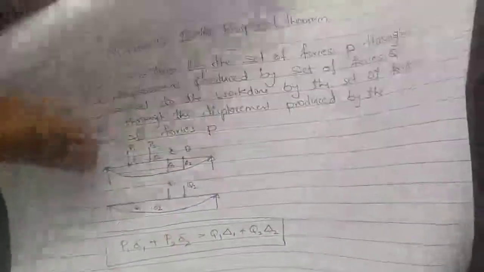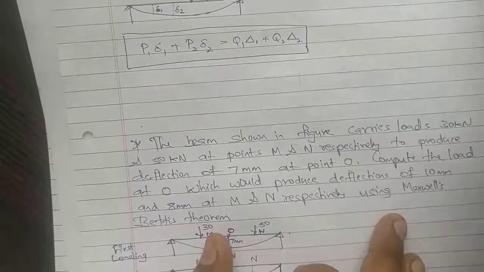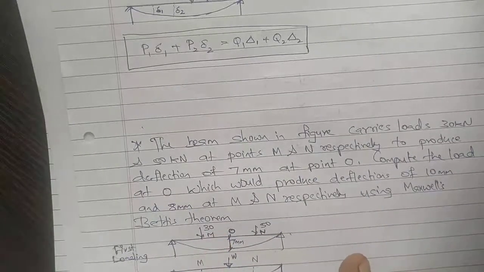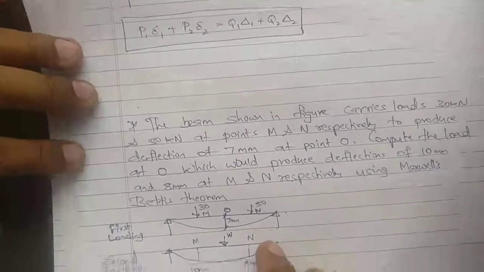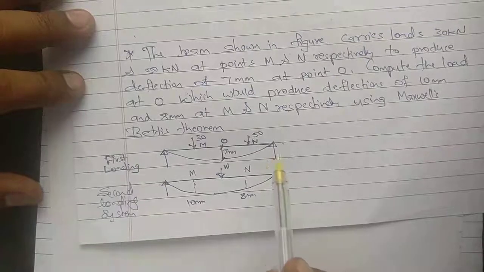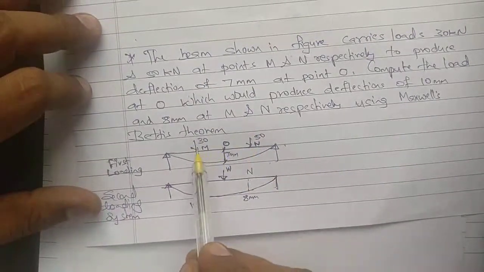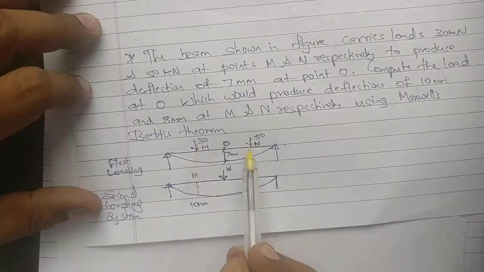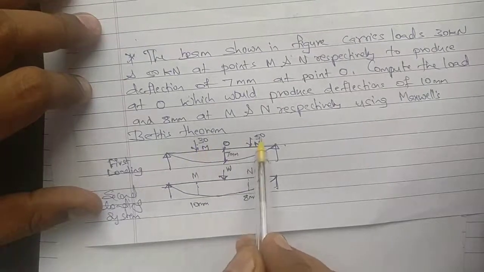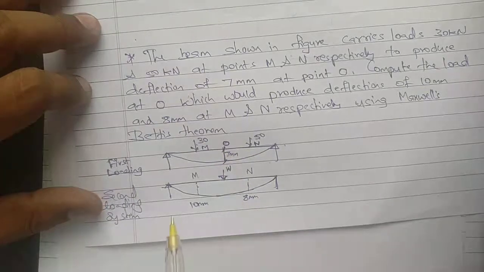So we cannot expect a long question here. We can expect only a short question. Till now I haven't seen any long question in the university exam. So we will solve one problem here. See here, two sets of forces. The first set of forces is 30 kilonewton and 50 kilonewton. When applied, we see a deflection of 7 mm at O.